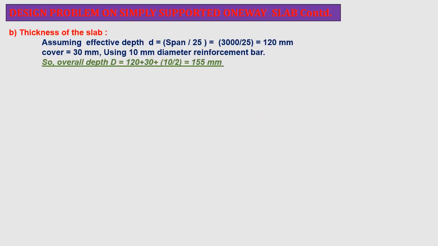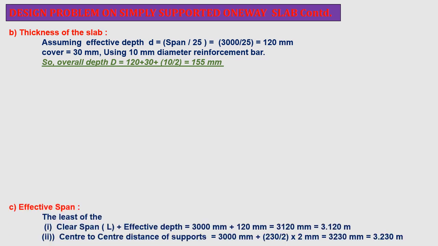So first we will calculate the thickness of the slab, assuming effective depth d is equal to span divided by 25, equal to 3000 divided by 25, equal to 120 millimeter, nominal cover equal to 30 millimeter, assuming 10 mm diameter bar to be used. So the overall depth D will be equal to effective depth 120 millimeter plus nominal cover plus half the dia of main reinforcement to be used in the shorter direction, that is 10 divided by 2, so it will be equal to 155 millimeter.